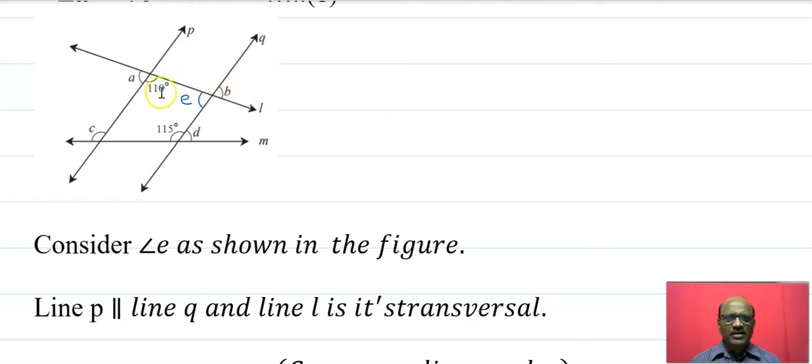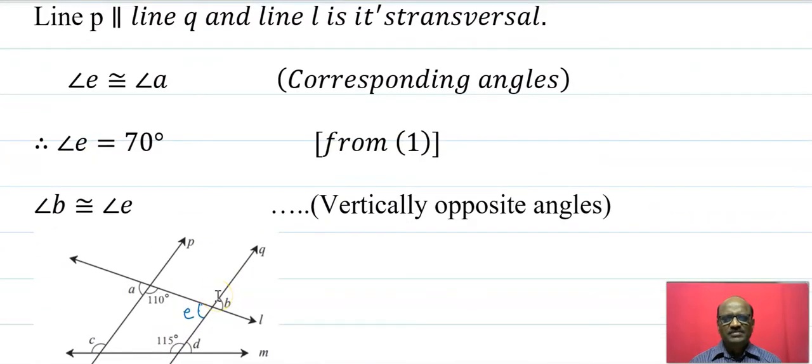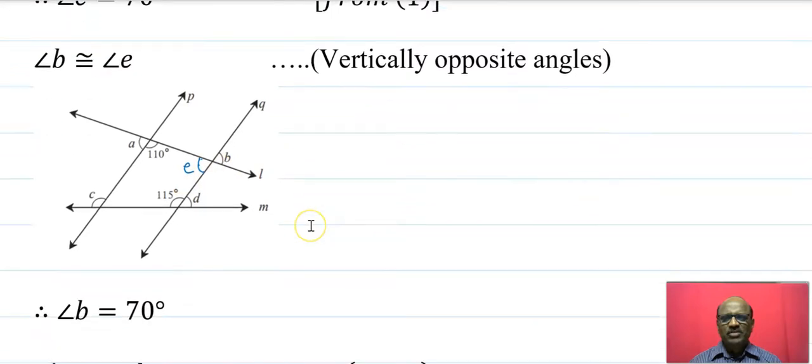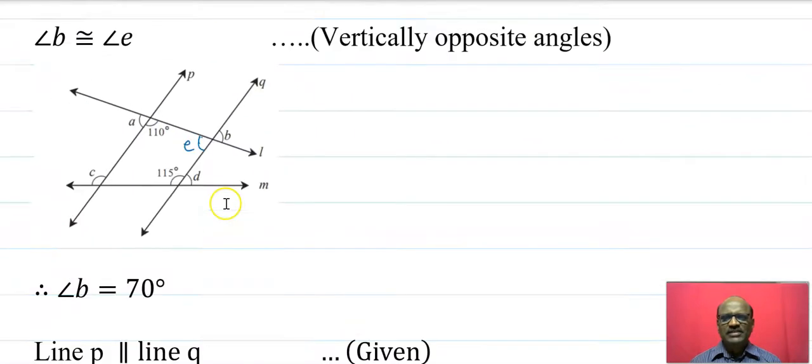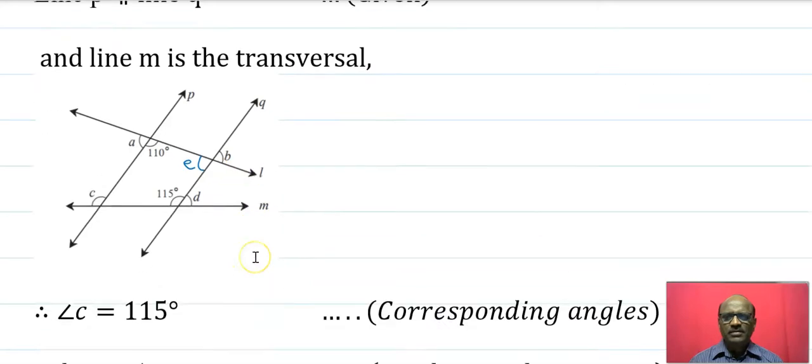Also, A and B are exterior alternate angles. The measure of angle B is equal to 70 degrees. Therefore, E is equal to 70 degrees. And also, the measure of angle B is congruent to the measure of angle E. They are vertically opposite angles. Therefore, the measure of angle B is equal to 70 degrees. And lastly, we'll find the measure of angle D.